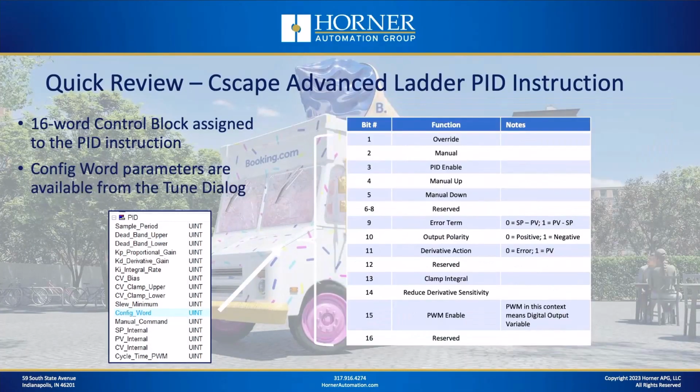Now, one of those 16 words is something called a control word, or a config word, I should say, and that is used for setting some additional parameters, specifically for things like how the error term is going to operate. Is it the set point minus our process variable, or the reverse? Is the output polarity of our process positive or negative? Most of the time you can just leave those at their default, but I wanted to point out that they are there and something to be aware of.